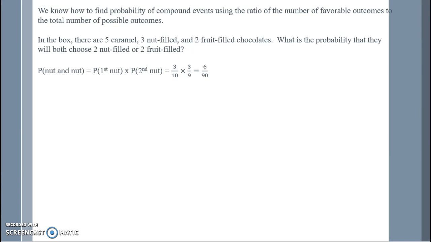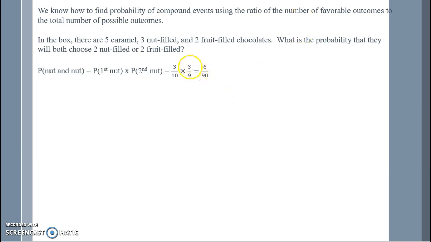Since we're taking from the box of chocolates, once a chocolate is gone, we can't put it back because you're going to eat it, right? So you're not putting a bite back in the box. So these are dependent events. So there are 3 out of 10 which are nut-filled. And if I choose a nut-filled for my first option, I only have 9 left to choose for my second.